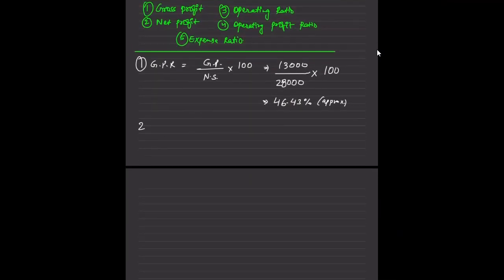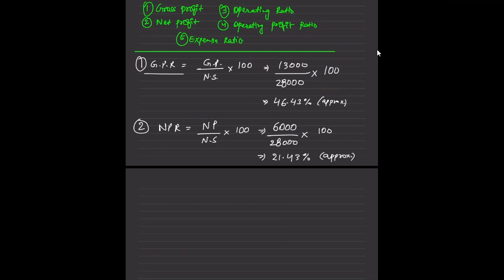Now let us solve the net profit ratio. So net profit ratio is net profit divided by the net sales multiplied by 100. So we have a net profit of 6,000 divided by the net sales 28,000 multiplied by 100. So this would give you 21.428, that is 21 point, let's say 43 percentage approximately. So that is your correct answer for net profit as well as gross profit ratio.